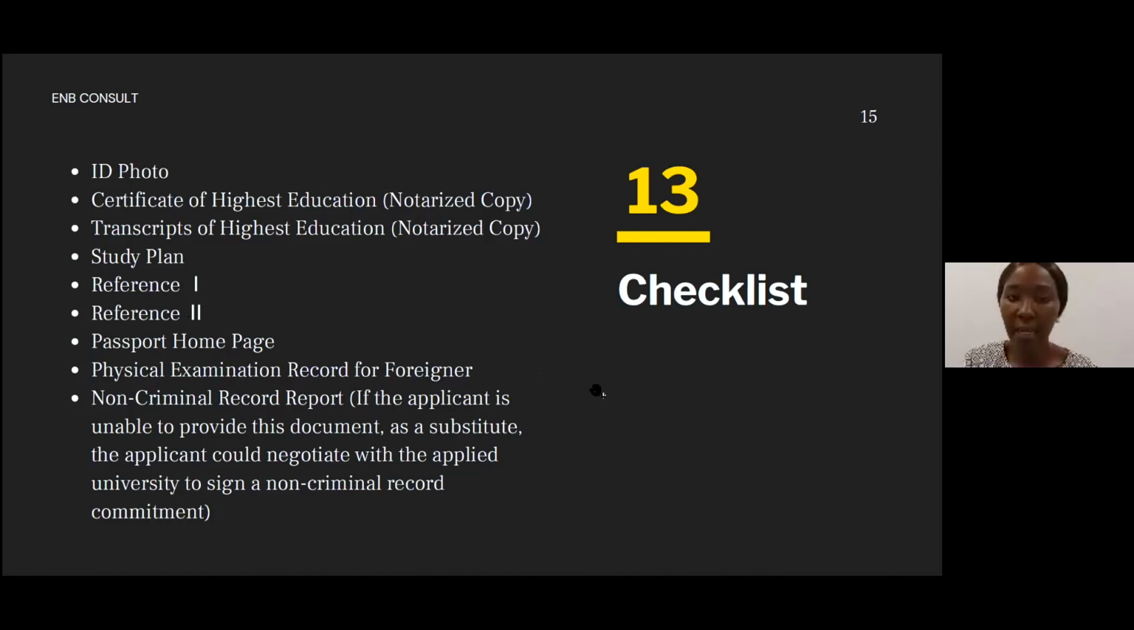Also, another highlight I may have forgotten to mention is, even though you have had a health examination done in Kenya or whichever country you're in, you will need to do another examination. But don't worry, if you are on CSC Scholarship, the CSC will fund your second examination in China. Then you have your criminal records.